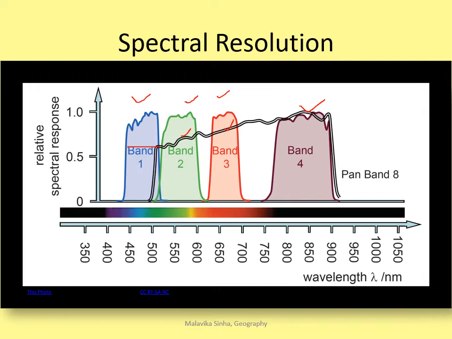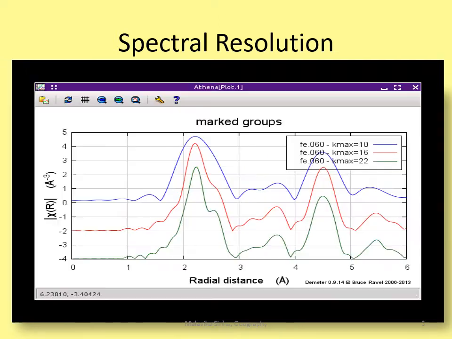So we can get four or five images of that particular area: an image of the blue band, an image of the green band, an image of the red band and an image of the infrared band within the same area. This is the basic theme of spectral resolution.